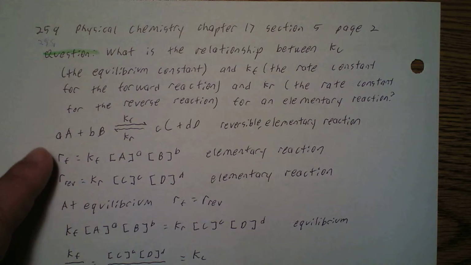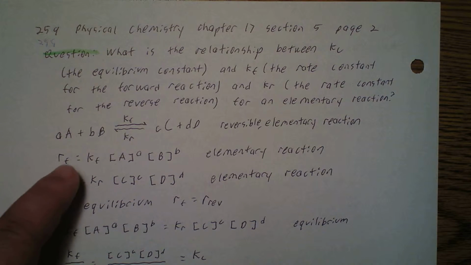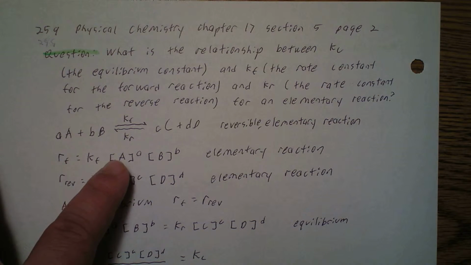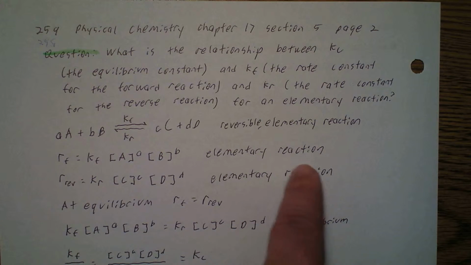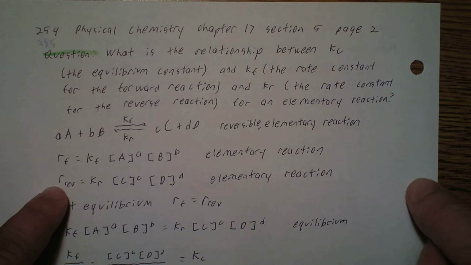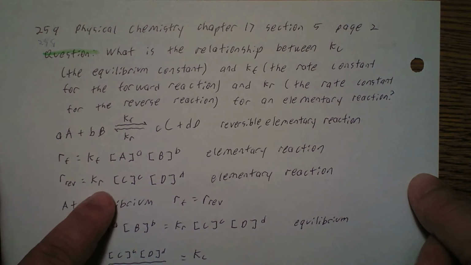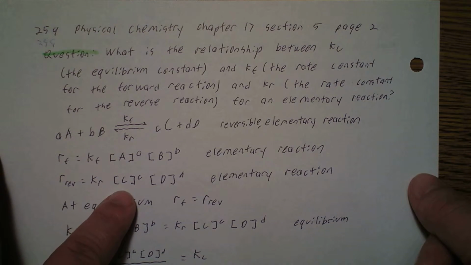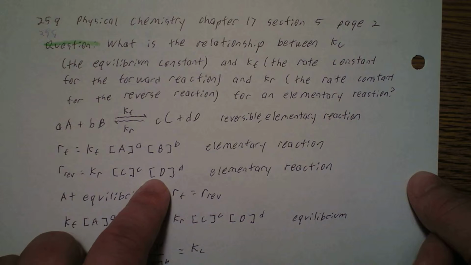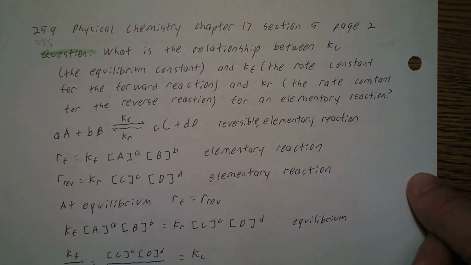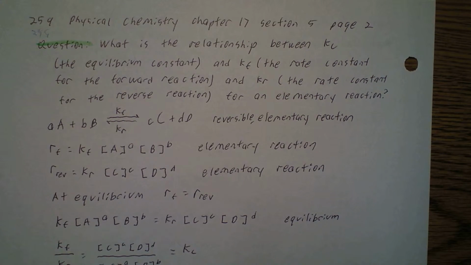So Rf, the rate forward, is Kf times the concentration of A times the concentration of B to the a and b powers respectively. That's for an elementary reaction. And likewise, the rate reverse is going to be Kr, the reverse rate constant, times the concentration of C to the c power times the concentration of D to the d power. That's for an elementary reaction. Can't read my own handwriting.